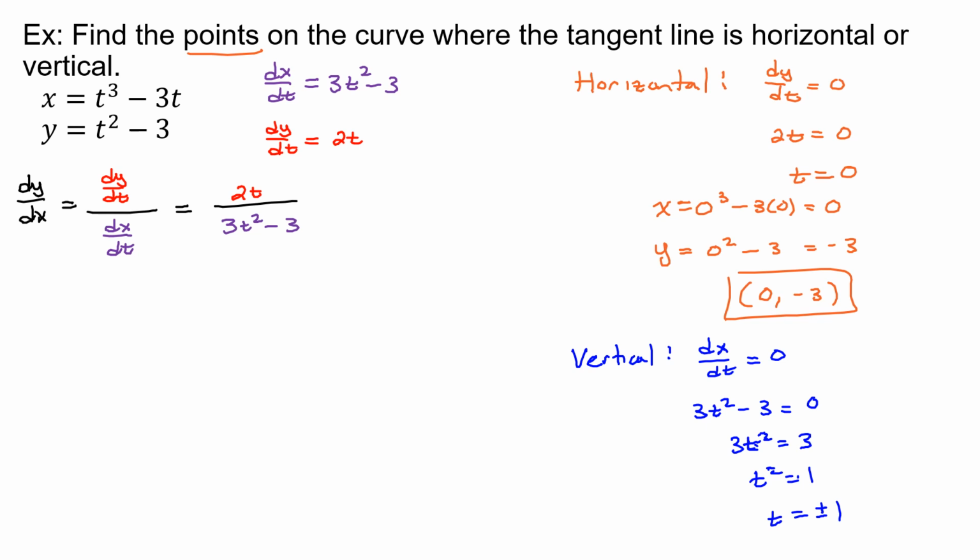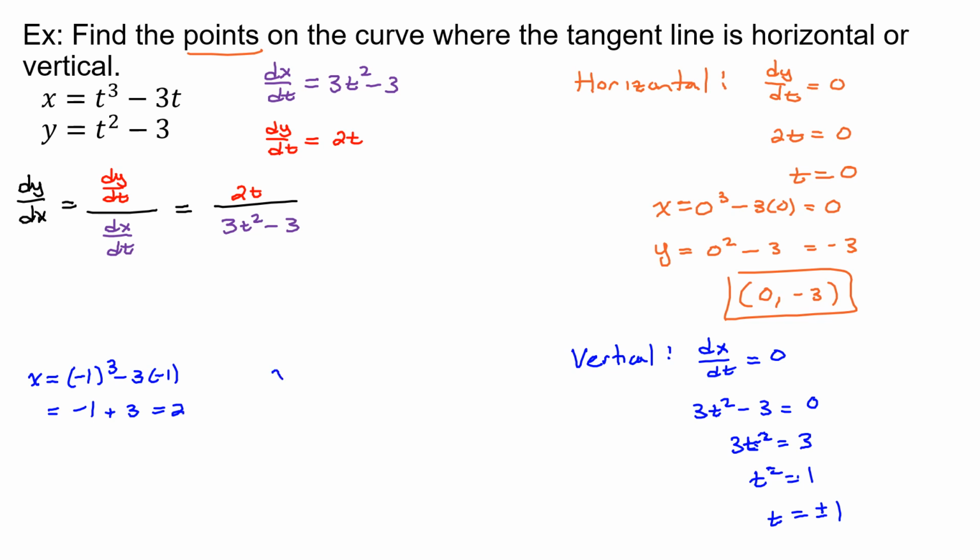So here we have two vertical locations and one horizontal. Both the 0, like up at the horizontal when I plugged it into the x and the y, the 1 and the negative 1 also have to be plugged in as well. So x, when it's at negative 1, I'll have negative 1 cubed minus 3 times negative 1. This would be negative 1 plus 3, which is 2.